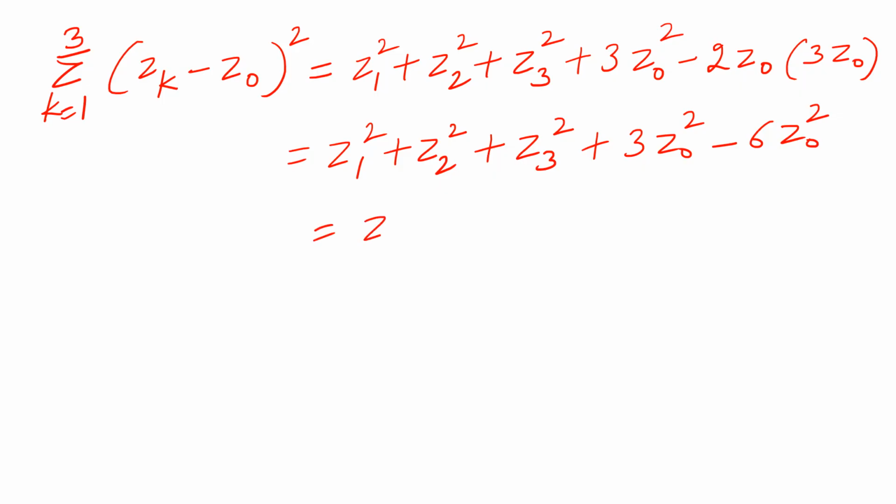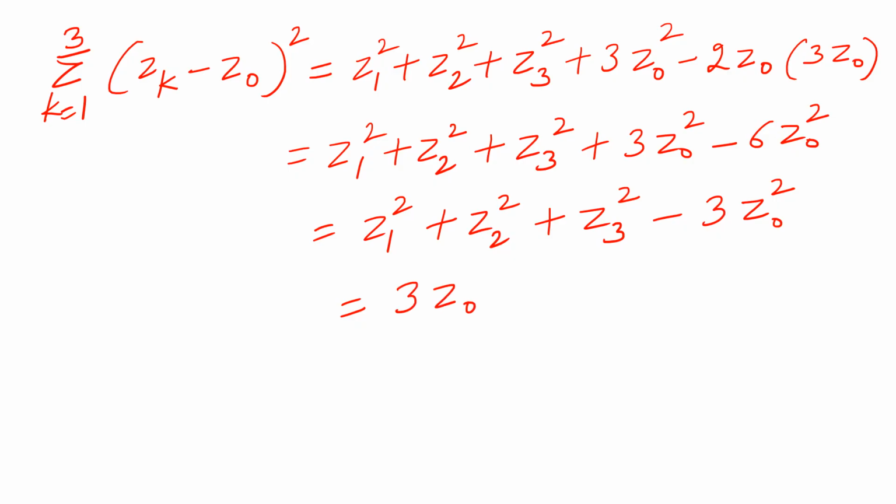And this is nothing but Z1 square plus Z2 square plus Z3 square minus 3 into Z0 square. And we have just now proved that Z1 square plus Z2 square plus Z3 square is 3 into Z0 square. So that means the value of this summation is equal to 0. So hence option A is the correct one.